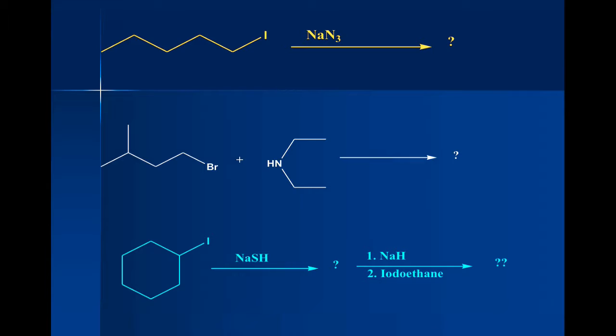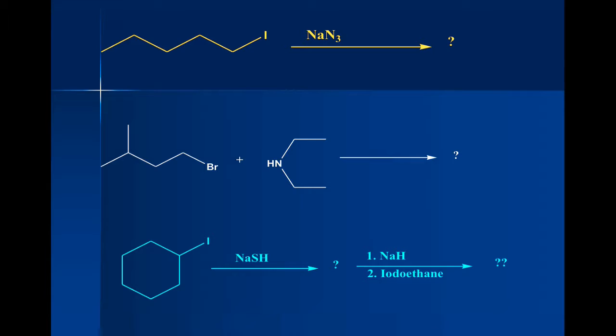Sulfur sits right below oxygen. We know that water's acidic. Would a thiol be more or less acidic? As we go down the periodic table, what happens to our acidity? It increases. So it turns out that thiols are actually substantially more acidic than alcohols or water, okay? So we're going to deprotonate this particular thiol.